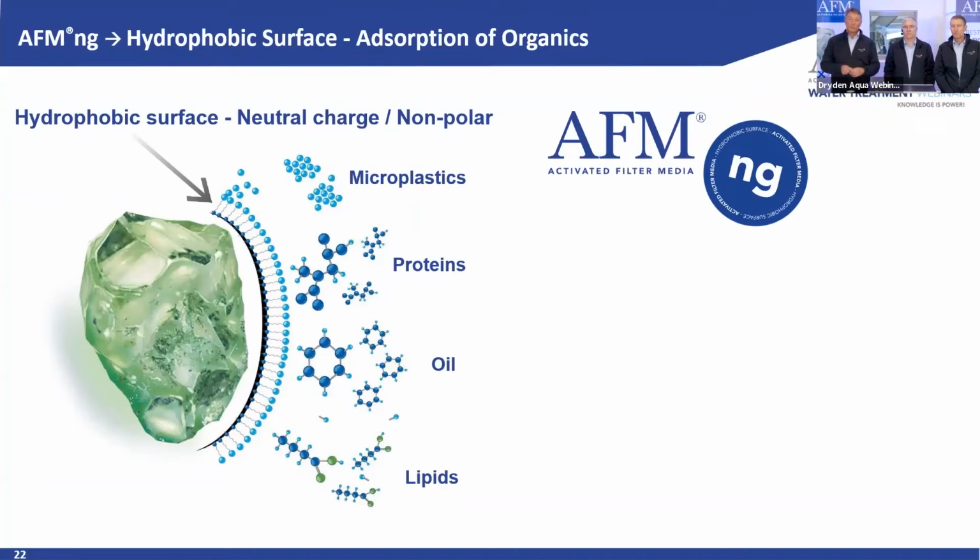Now, how do you filter microplastics? You do this because they're hydrophobic. They don't like water. You have to use a hydrophobic filter media, such as activated carbon or AFM NG. And when we tested it, we found out this is amazingly great for microplastic, but also for other organics, proteins, oils, lipids. And we found out it's even better than AFM.